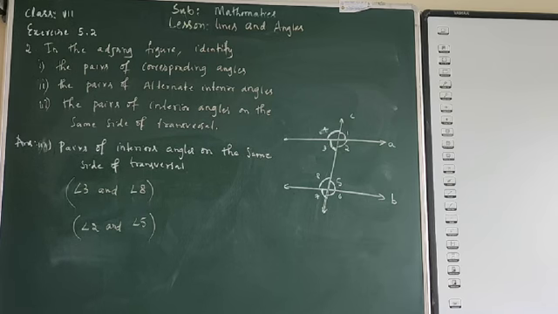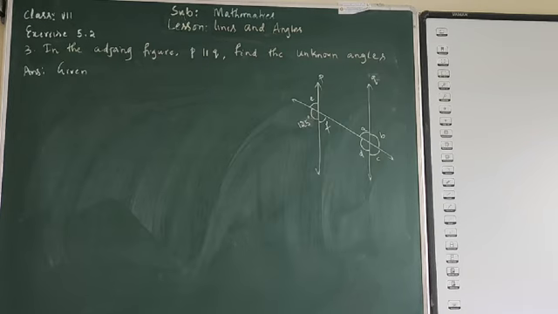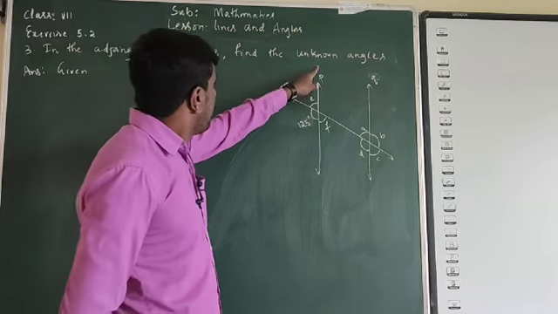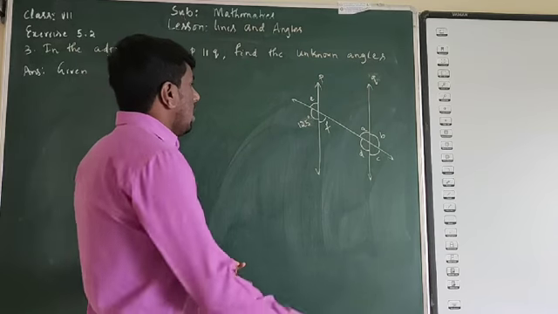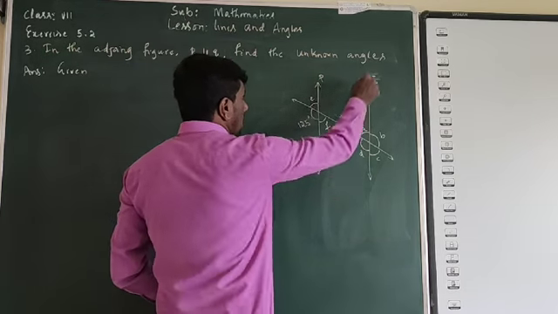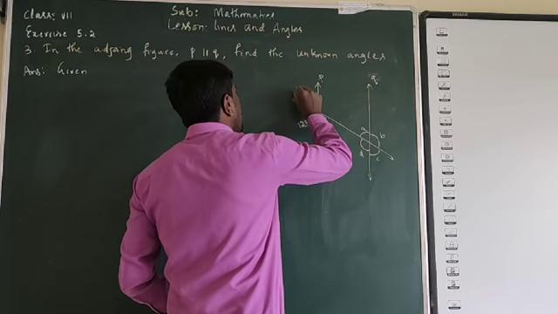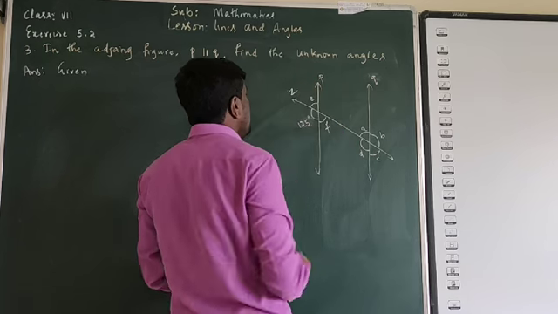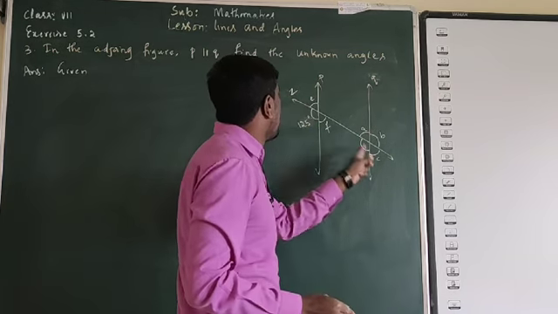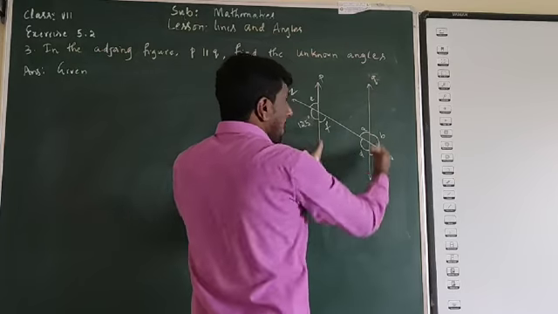So the third question is to find the unknown angles. In the adjoining figure, P is parallel to Q. Find the unknown angles. These two lines are parallel. This is the transversal. Let me call it Z. The line Z is the transversal, and P and Q are the parallel lines.